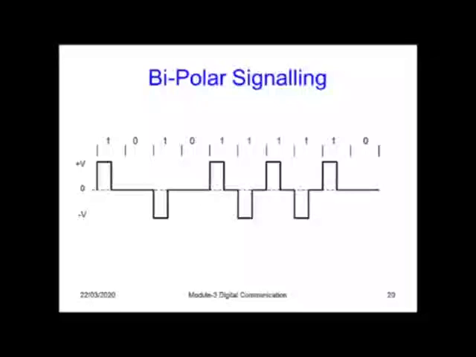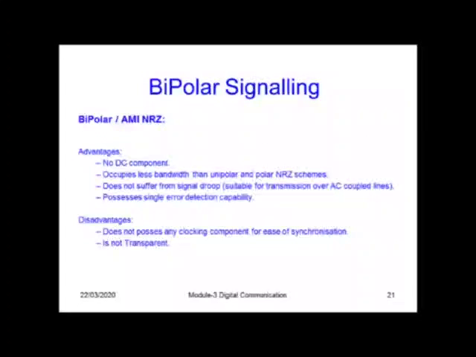The alternating mark voltage also gives bipolar signaling a single error detection capability. Like the unipolar and the polar cases, bipolar also has the NRZ and RZ formats. The advantages of bipolar: no DC component, occupies less bandwidth than the unipolar and the polar, does not suffer from the signal droop, possesses a single error detection capability, and the clock can be extracted by rectifying the received signal. The disadvantage is that it is not transparent.